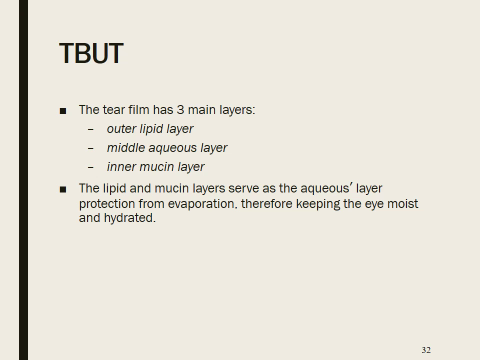To determine the TBUT, you need to understand the structure of the tear film, which has three main layers: the outer lipid layer, the middle aqueous layer, and the inner mucin layer. The lipid and mucin layers protect the aqueous layer from evaporation, therefore keeping the eye moist and hydrated.